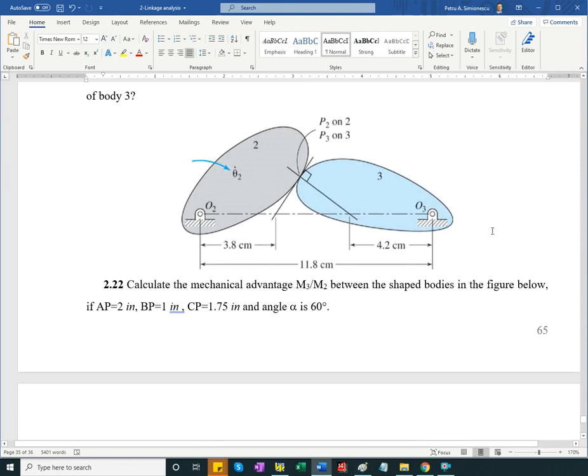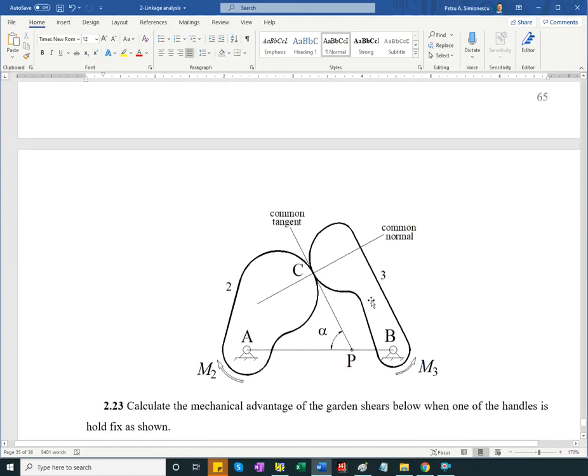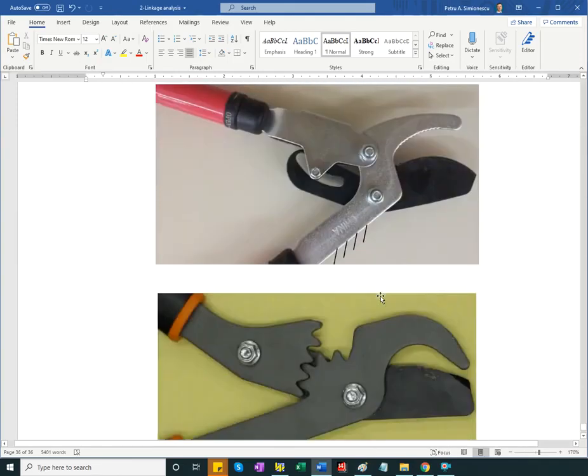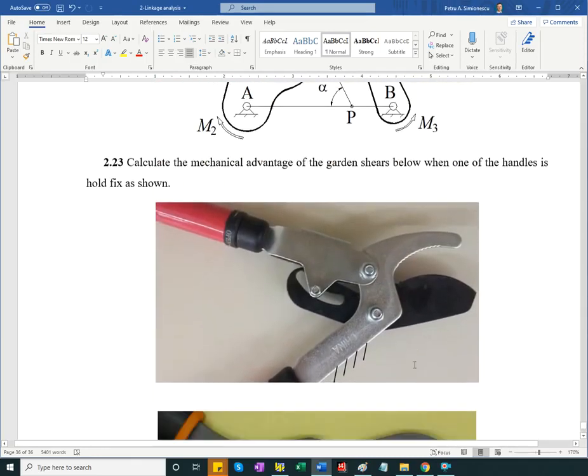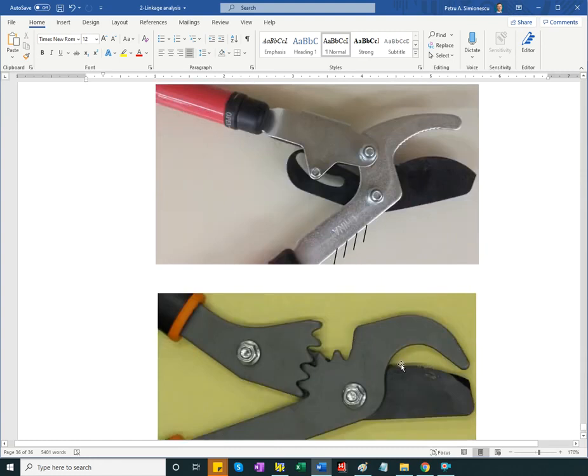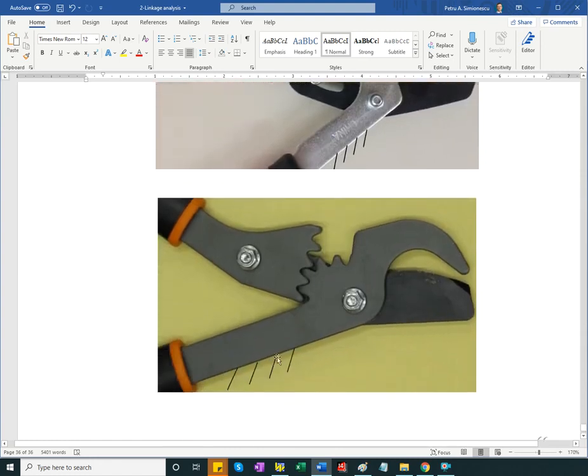An application where you have more information than you need and you find a mechanical advantage. And then other applications, calculate the mechanical advantage of some garden shears. You need to decide which one is the ground, and it could be the blade. And how many bodies do we have? We have ground, 2 and 3 bodies.